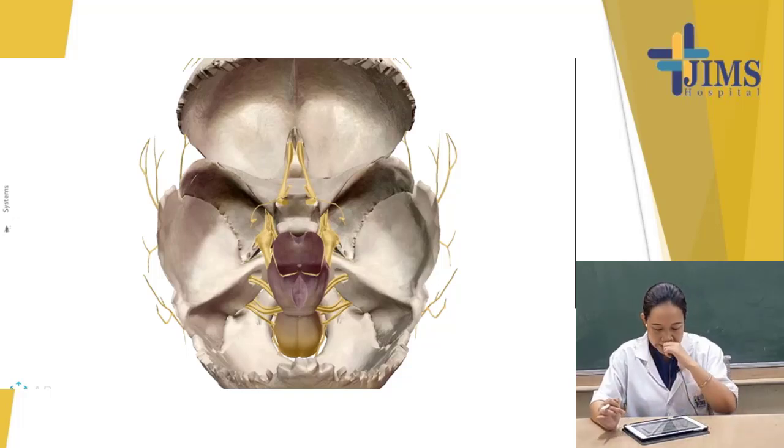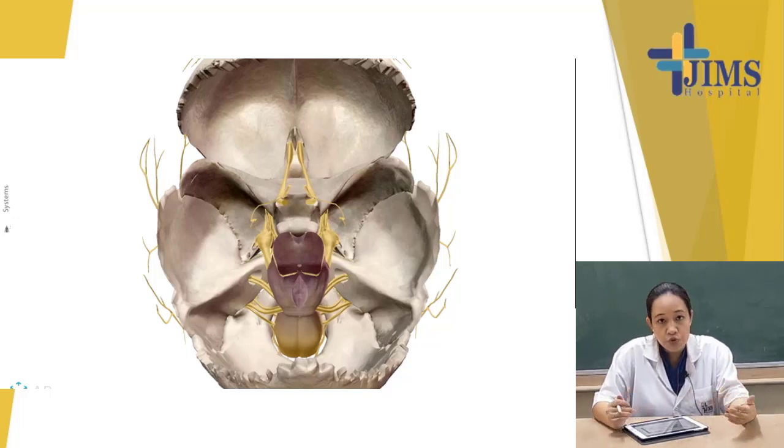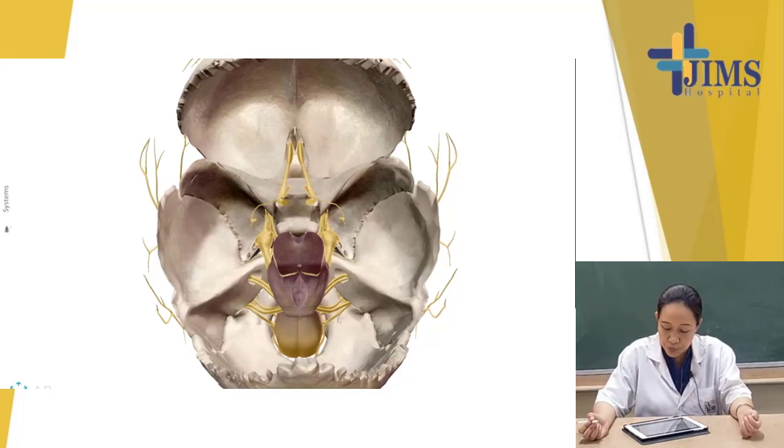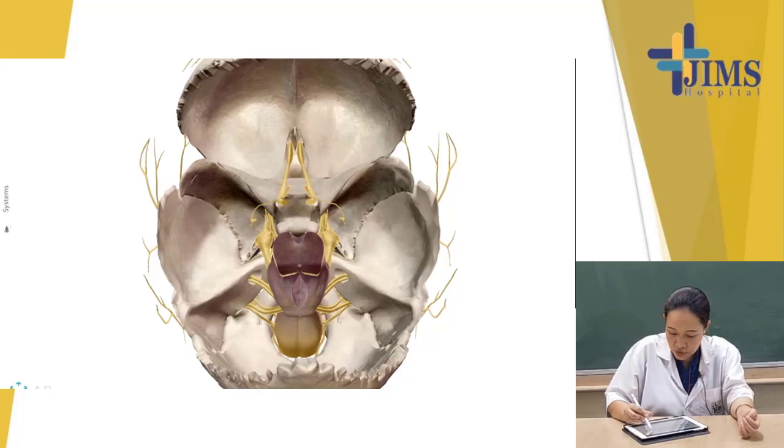So, after the cavernous sinus, the nerve has to proceed anteriorly, forward, to reach the orbit to supply the extraocular muscles. So, what it does is, on the anterior part of the cavernous sinus, it divides into superior and inferior rami. After it divides into superior and inferior rami, it appears into the superior orbital fissure within the tendinous ring.